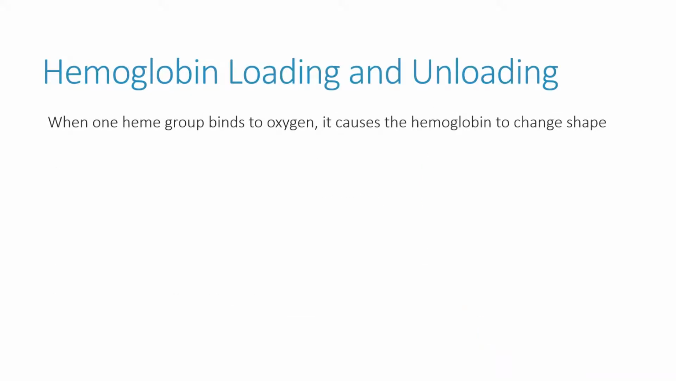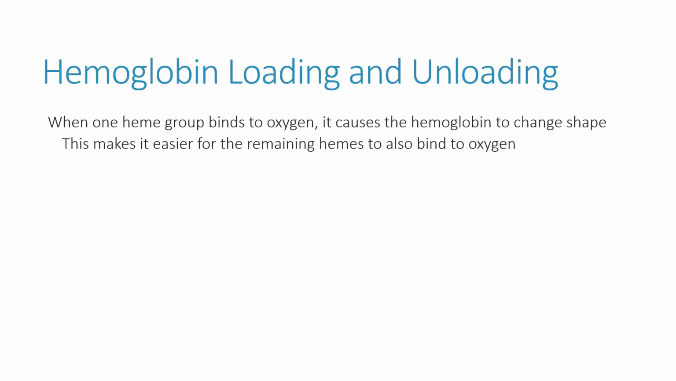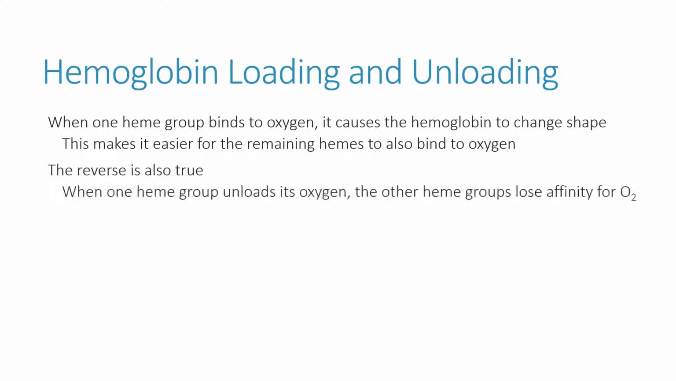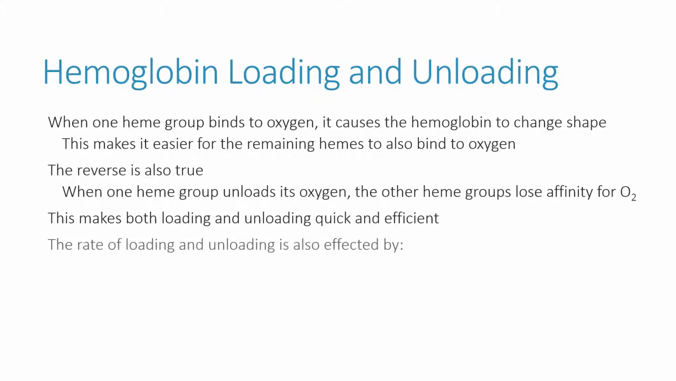When one heme group within that hemoglobin binds to oxygen, it causes the entire hemoglobin protein to change shape, which makes it easier for the remaining hemes to also bind to oxygen. The reverse is also true. When one heme group unloads its oxygen, it also causes a three-dimensional conformational change in hemoglobin that makes the other heme groups lose their affinity for oxygen and unload. This makes both loading and unloading with oxygen quick and efficient.